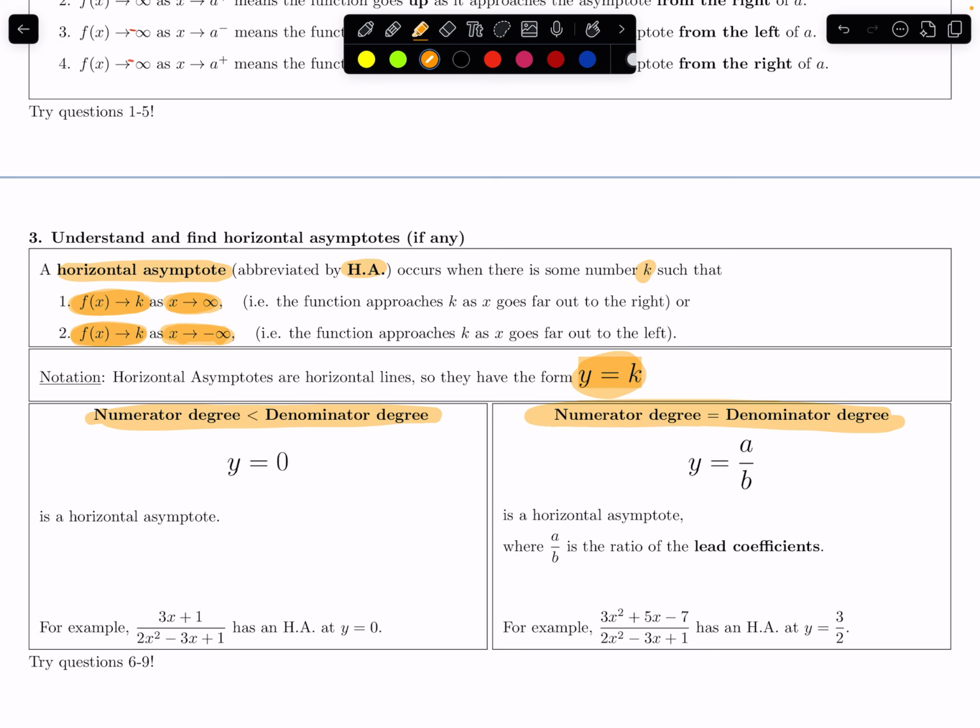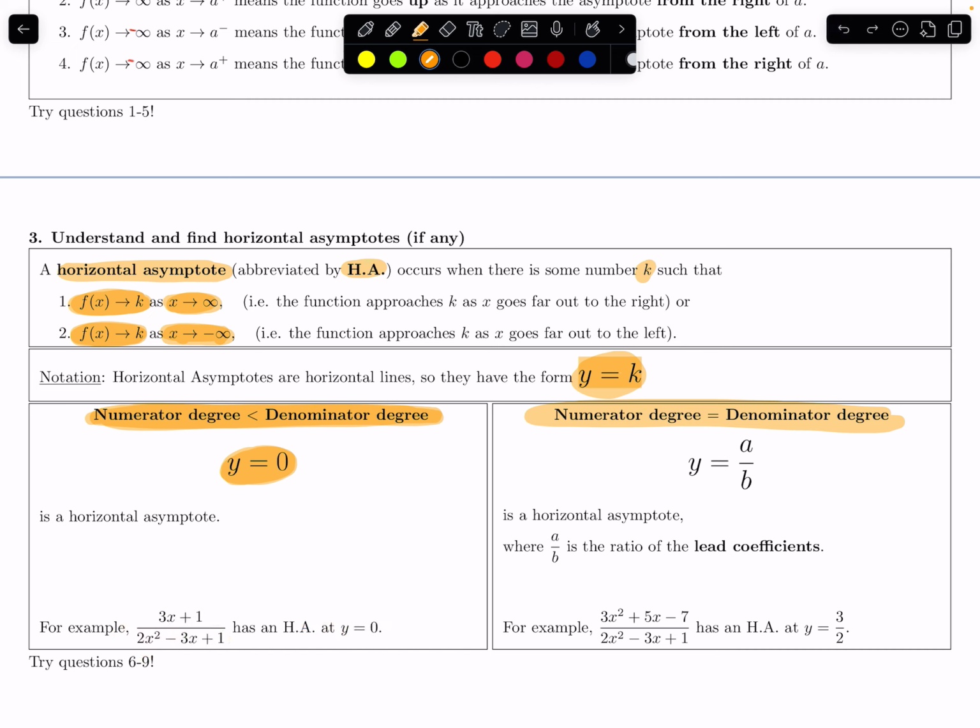The easier one is when the numerator degree is smaller than the denominator degree. In that case, your horizontal asymptote is always going to be simply y equals 0. So right at the x-axis, that's where your horizontal asymptote is going to be. Here's an example. The degree on the top is 1, 3x. The degree on the bottom is 2. Since the bottom has a bigger degree, the horizontal asymptote is 0.